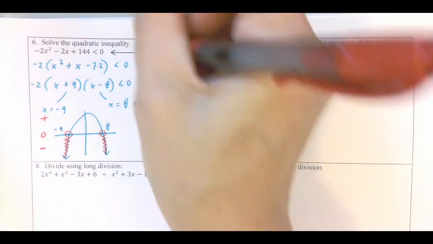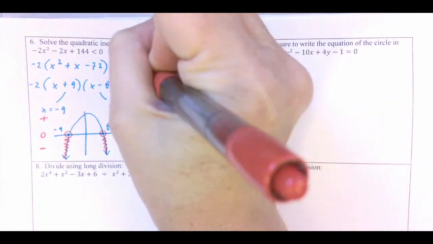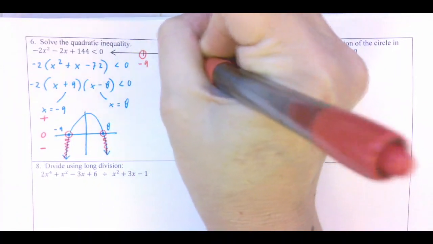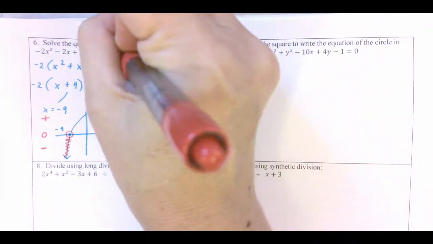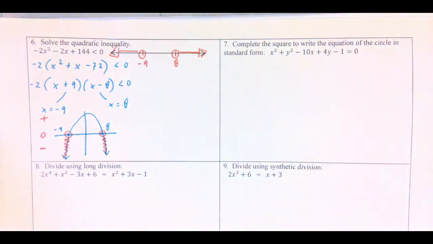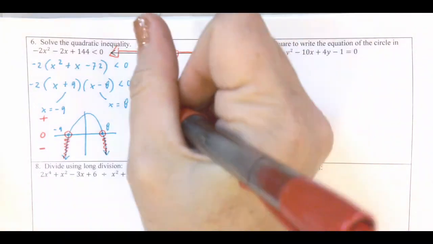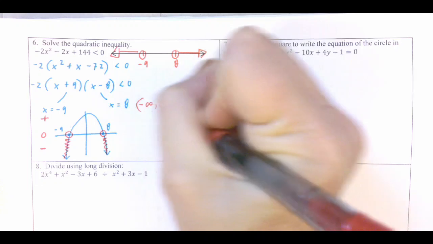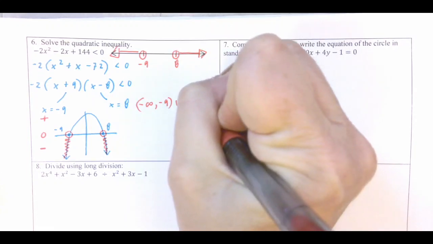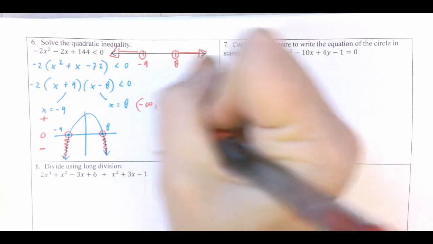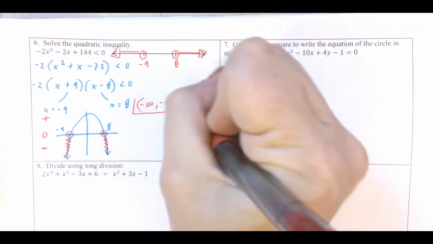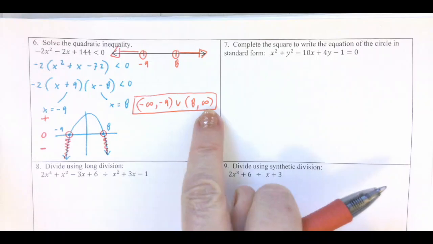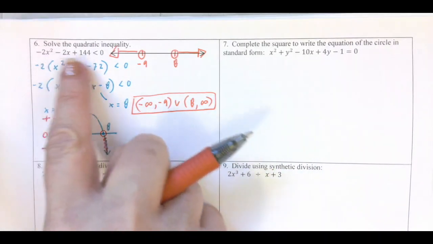Sometimes we like to see it on just a number line. So if you like to visualize it that way, that's okay too. It's not necessary. I'm just giving you another way of looking at it. So when you write your solution, you're saying, okay, anything from negative infinity to negative 9, union with 8 to infinity. So anything in this span or this span will make this statement true.